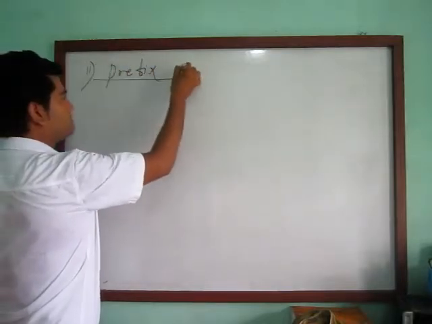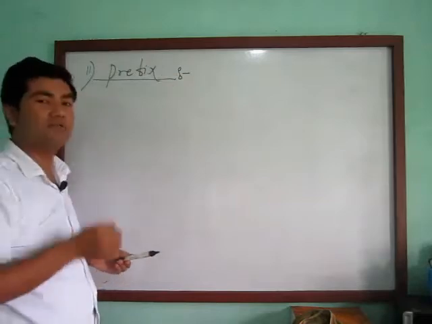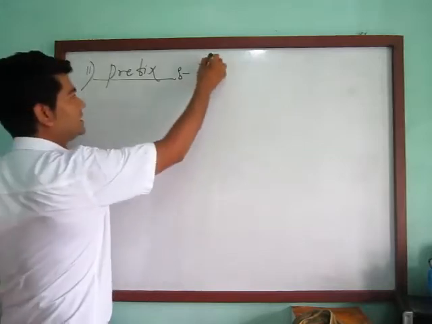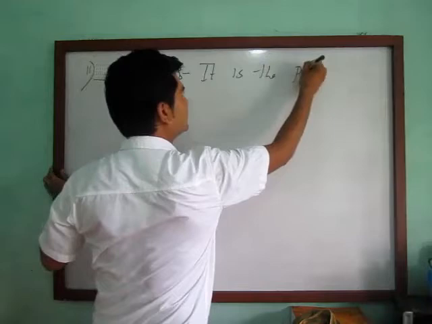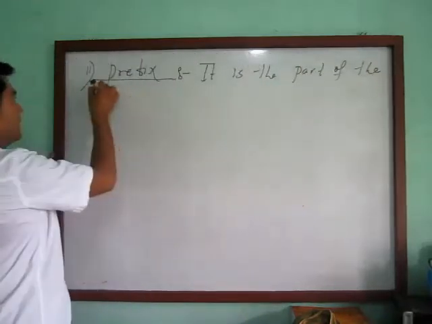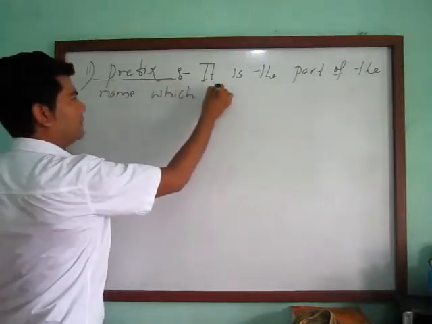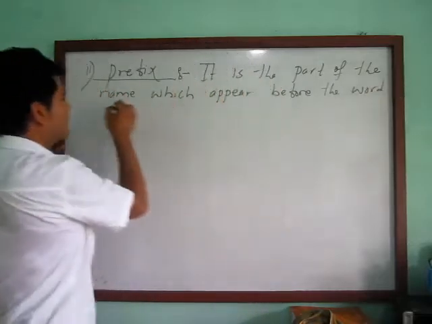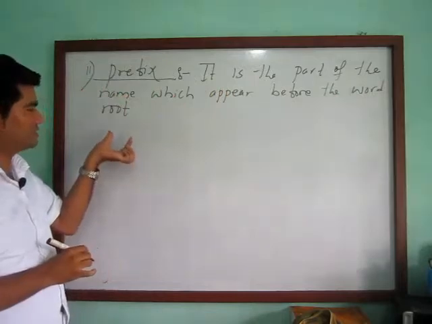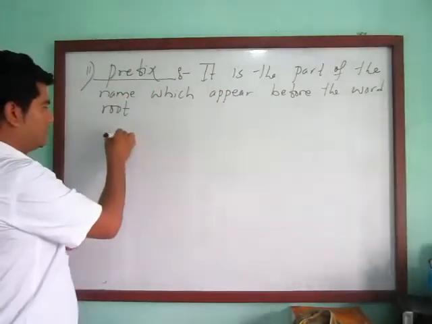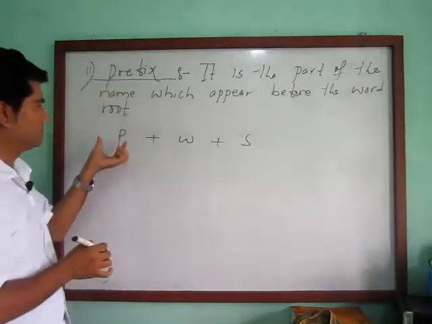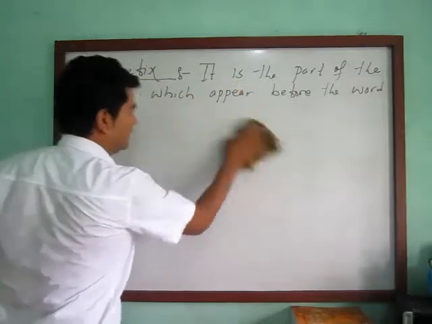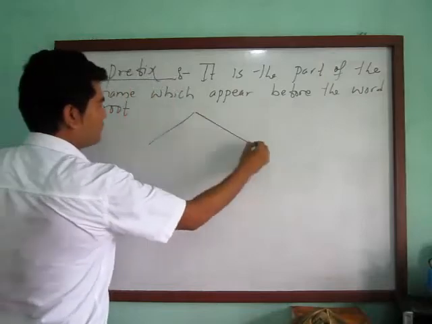Prefix. So what is a prefix? It is a part of the name which appears before the word root. We should write the prefix first, then the word root, and then the suffix. So a prefix is the part of the name which appears before the word root. There are two types of prefix.